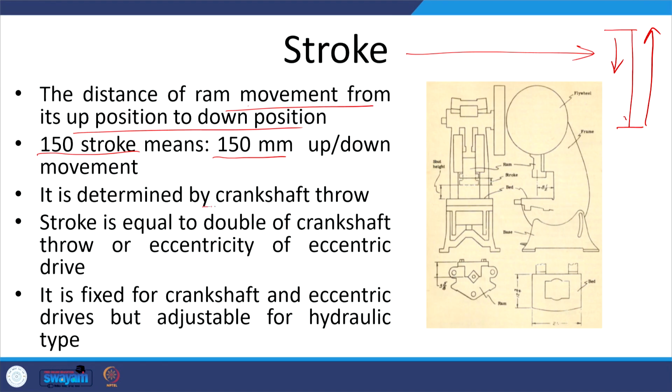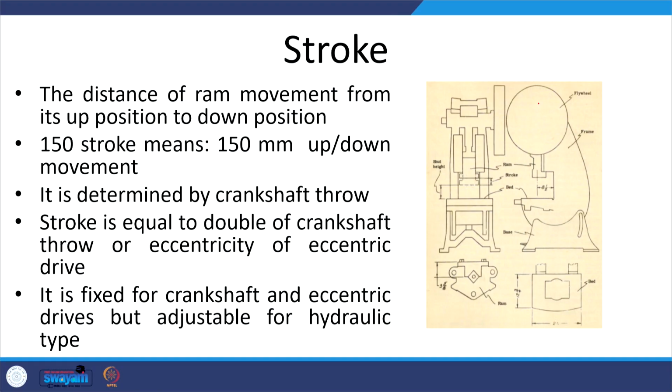It is determined by the crankshaft throw. So, if the throw is x, then the stroke length will be twice x. As I have said earlier, stroke length is equal to double the crankshaft throw or the eccentricity of the eccentric drive. It is fixed for the crankshaft and eccentrics, but it is adjustable for the hydraulic type. This is another very good side, where the stroke length is adjustable in the hydraulic system. Of course, it will be limited by the length of the double action cylinder in which the piston is working, so it is governed by the maximum length of the piston.